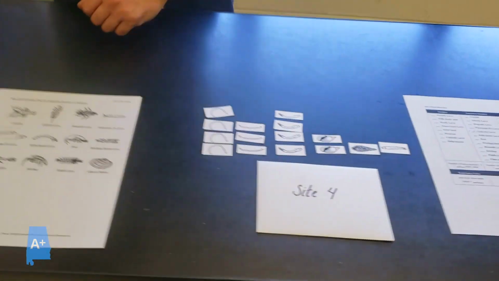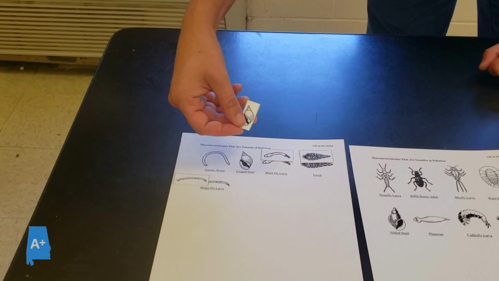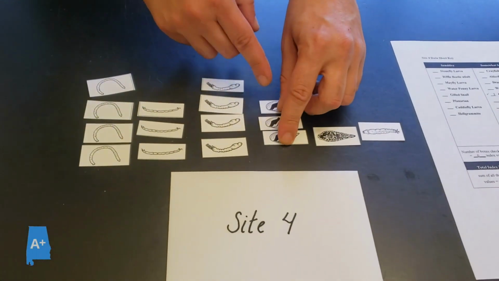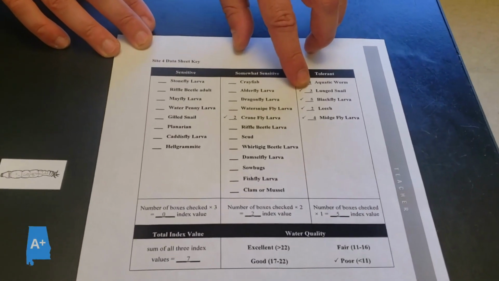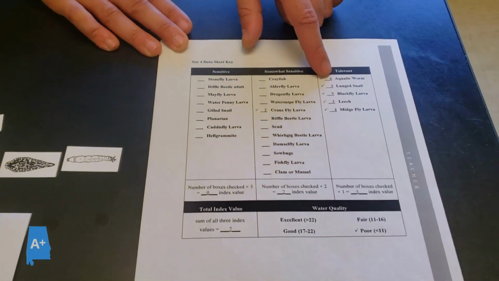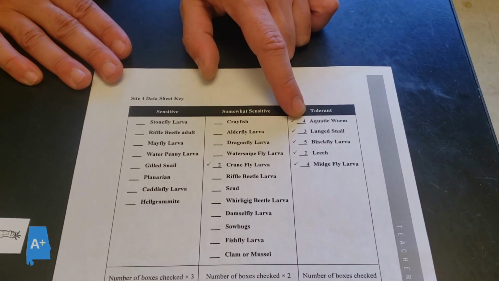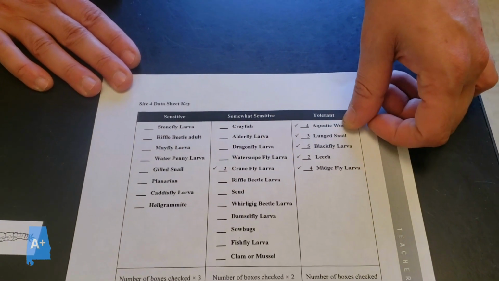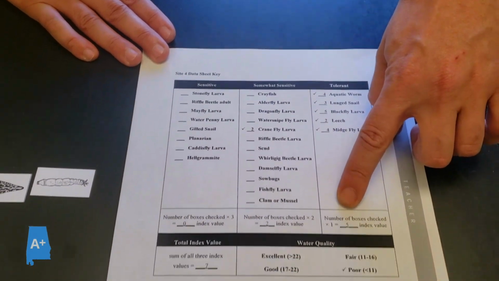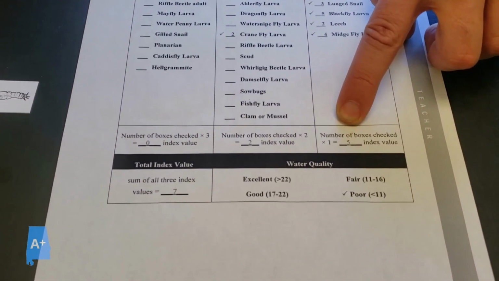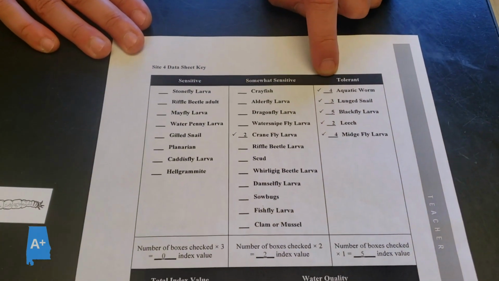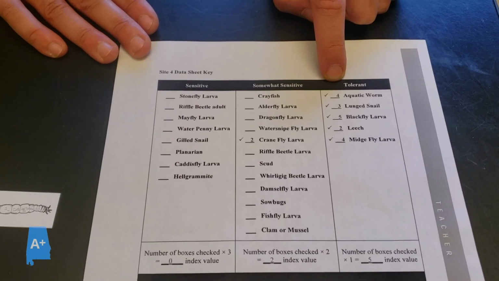Next we have the lunged snail. The lunged snail is over here. We have 3 of them within our sample set, and then we would jot down 3 under lunged snail. Now the amount of organisms is not going to matter in the tally as much as the different types of organisms. So even though we are tallying up how many of each, at the bottom it's the number of boxes checked that will give you the index value, not the amount of organisms that you are actually finding in there, but the different types of organisms.